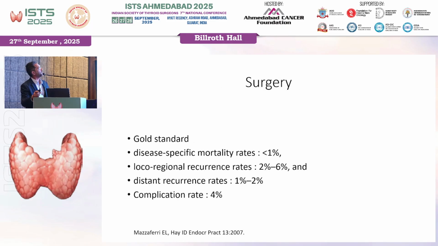So we know that surgery is the gold standard, and in our medical school also it is very well documented that for anything cancer in the thyroid, you must go for surgery. Disease-specific mortality, loco-regional recurrence rate and distant recurrence rate are very low thanks to treatment, but there is something else also, and that is the complication rate. Even in high volume surgical units, the reported complication rate is nearly 4%, though it may be transient, and some of it may be permanent.